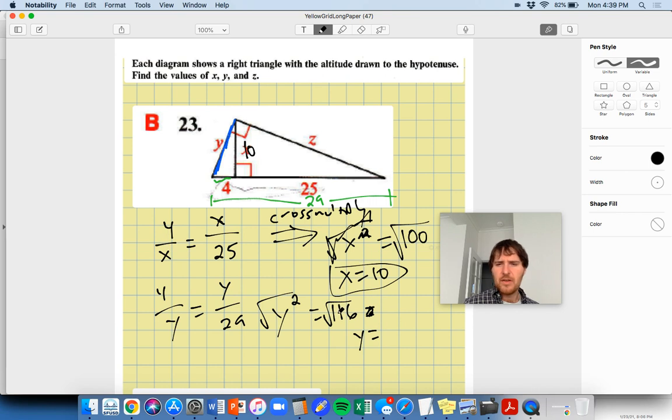This is another way you can think of 116. Is that divisible by 4? Yes, it is. Obviously, 29 is a prime number. We have the 4 there, so you don't even need to go to the 116. You could leave it like this.